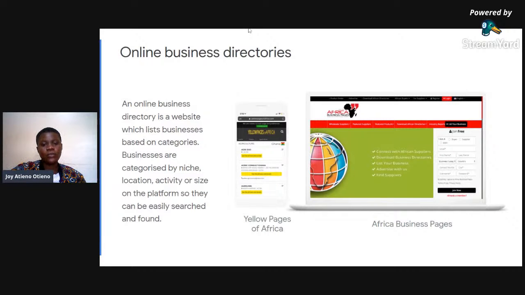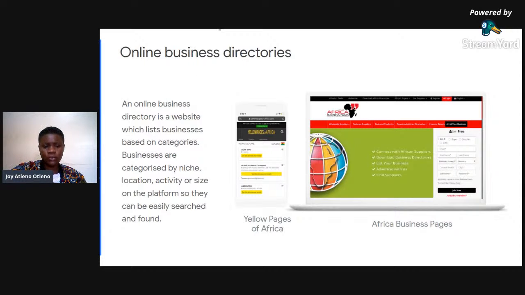And then the other avenue that you can use is an online business directory. With an online business directory, you have a website which lists businesses based on categories. These businesses are divided or put in lists according to the location, the activity they do, the size, and the niche market. So it makes it very easy for somebody who is looking for service providers in a certain category within Kampala, Uganda, or anywhere else, to easily pick on you when you are on an online business directory.